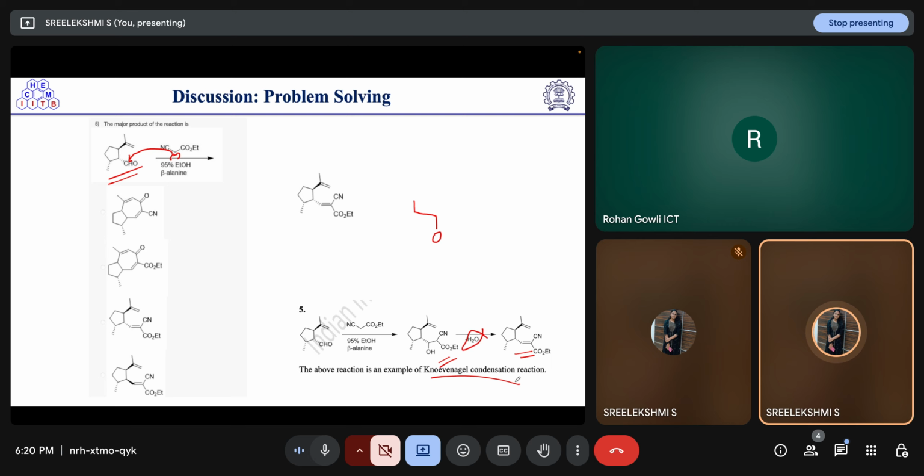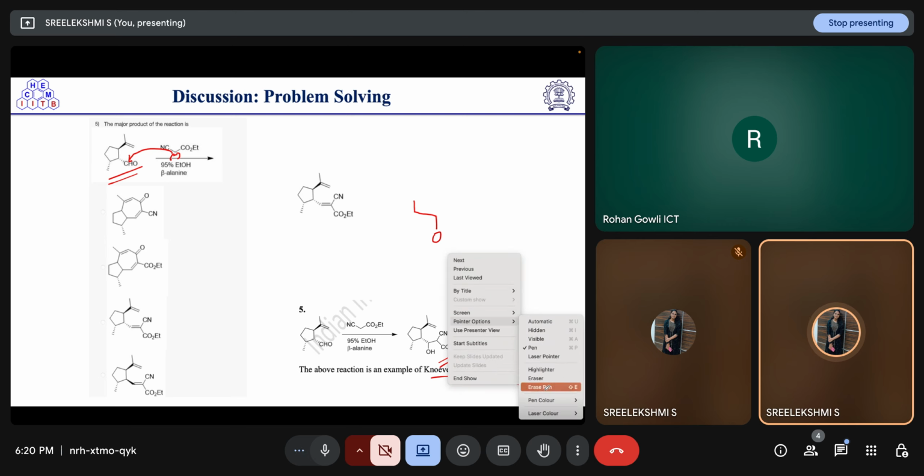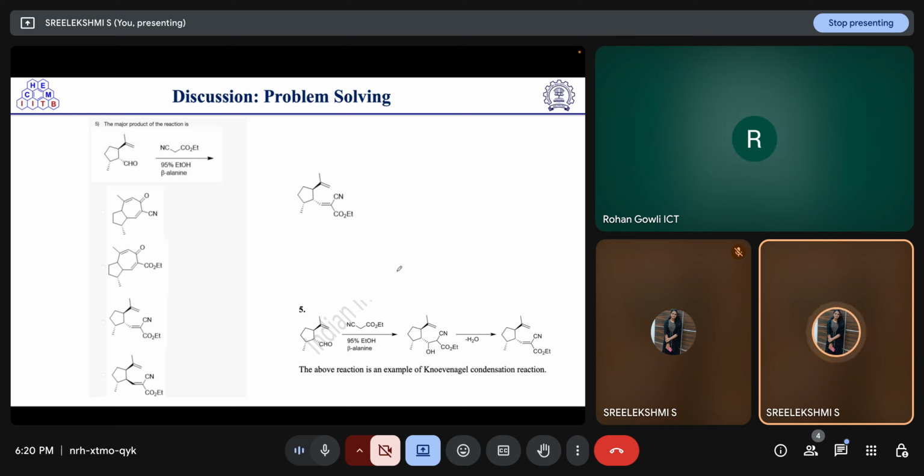These names should be familiar to you: Dieckmann condensation, Knoevenagel condensation, aldol. All these are varieties of aldol reaction only. If the aldol reaction is happening intramolecularly, we call it Dieckmann. If aldol is happening in this kind of system, where nitrile is there and ester is there, this proton will be very acidic because of both of these groups. In that case, this type of aldol reaction is known as Knoevenagel condensation reaction.